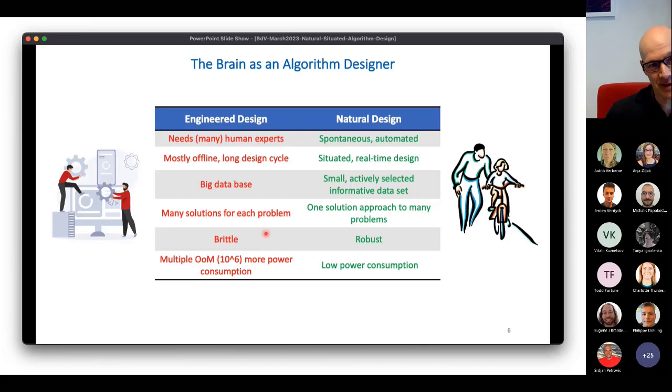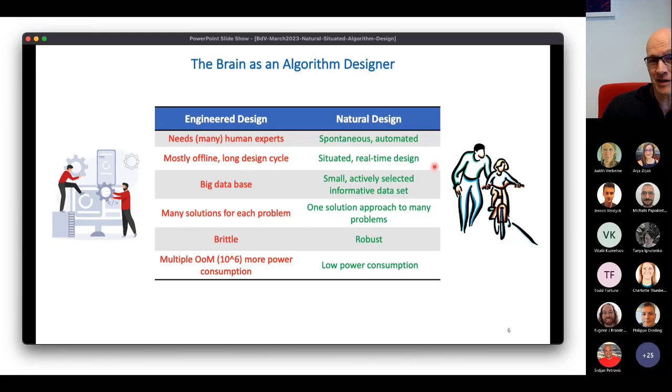Well, I mentioned a few things, but if you think about it deeper, there are lots of areas where brains or natural design actually completely outpaces engineered design, right? So, for instance, as I mentioned, design of algorithms by brains is completely spontaneous and automated, whereas we need lots of human experts. We have offline long design cycles. This all seems to just happen in real time.